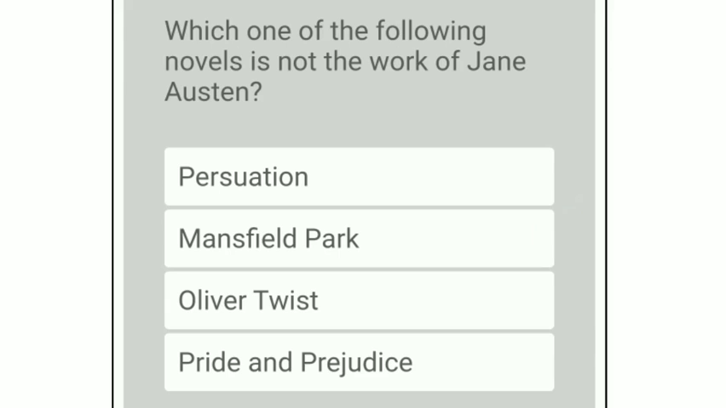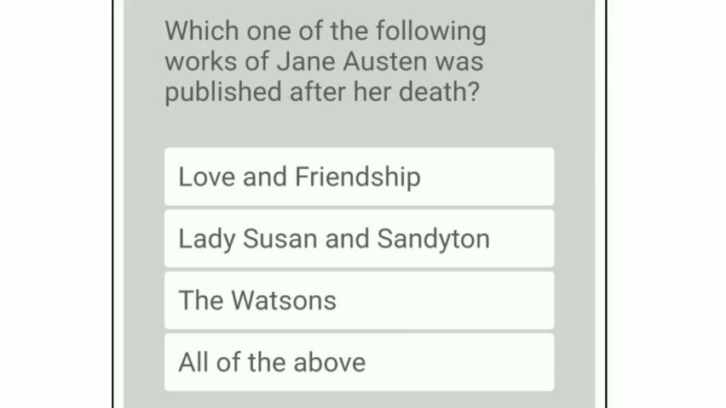Which one of the following novels is not the work of Jane Austen? Here there are four novels and one of them is not written by Jane Austen. Which one is? Persuasion, Mansfield Park, Oliver Twist, Pride and Prejudice. Here the right answer is undoubtedly option C, that is Oliver Twist. This one is written by Charles Dickens.